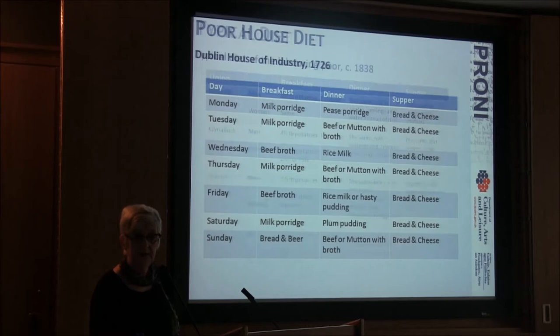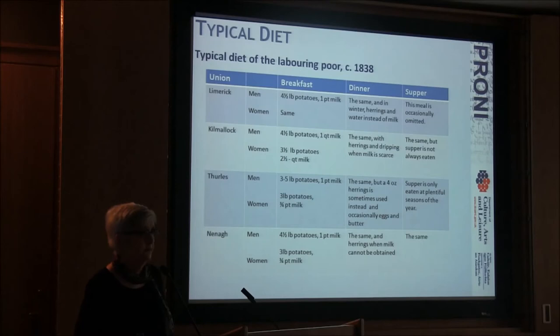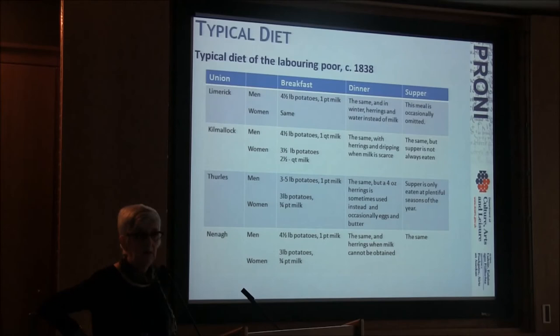A hundred years later, and the typical diet of the labouring poor, again carried out by the inquiry into the poor in Ireland. Now, I've only shown a couple of things here just to give you a glimpse, but they're all listed. Men and women, the diet differed slightly, but you'll see for breakfast, 4.5 pounds of potatoes and a pint of milk. Dinner was the same, i.e. more potatoes. And in winter, they sometimes have herrings and water instead of milk. Sometimes they have herrings with dripping.